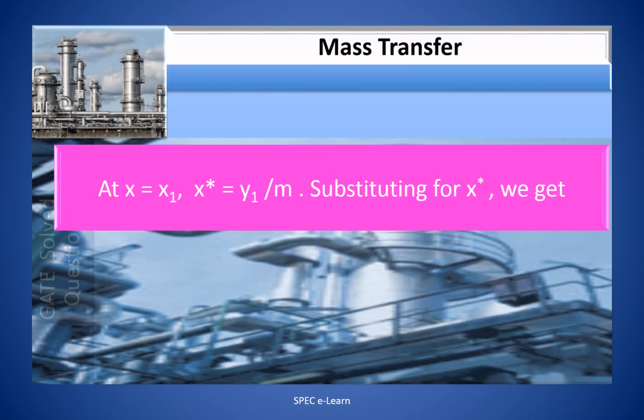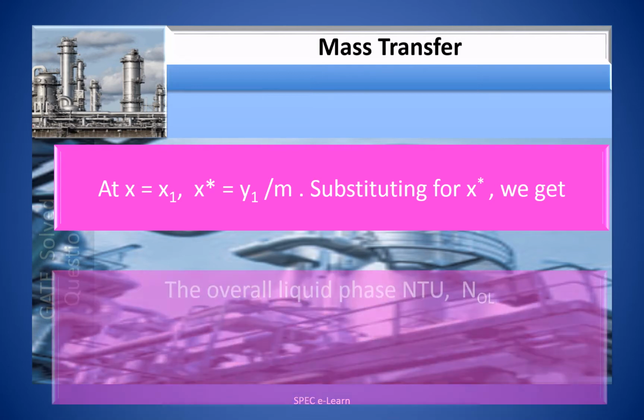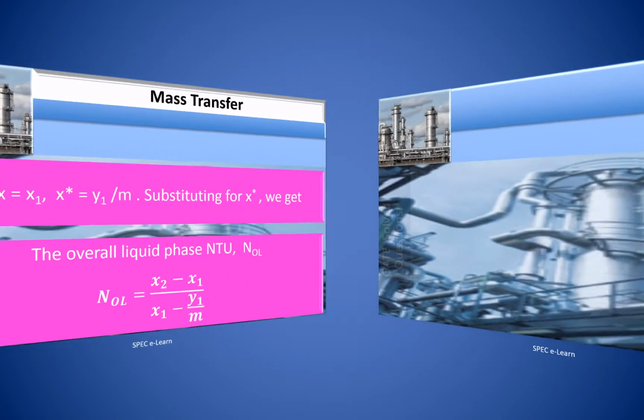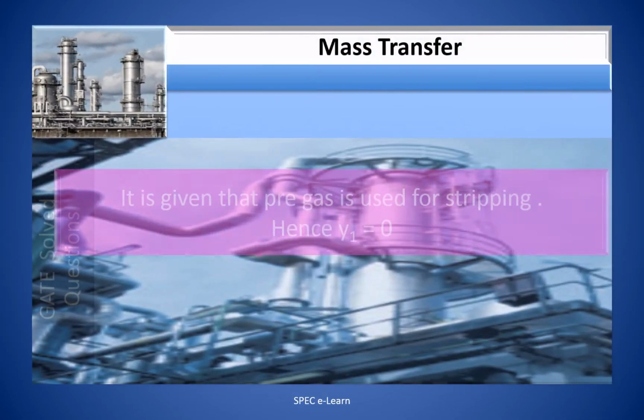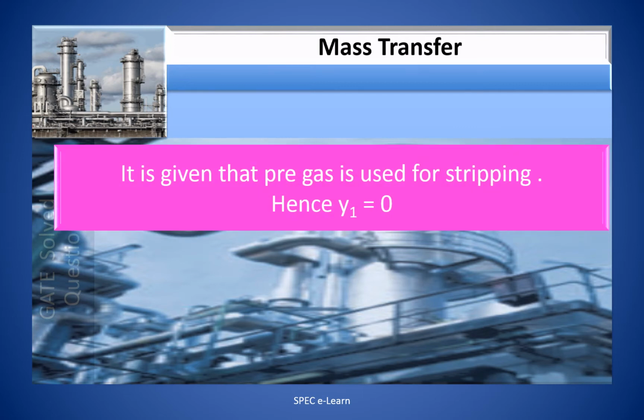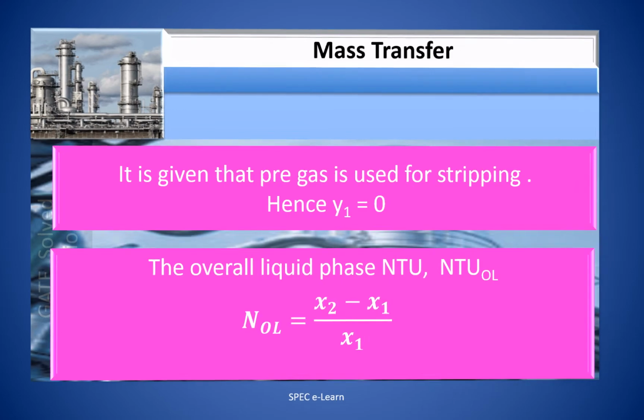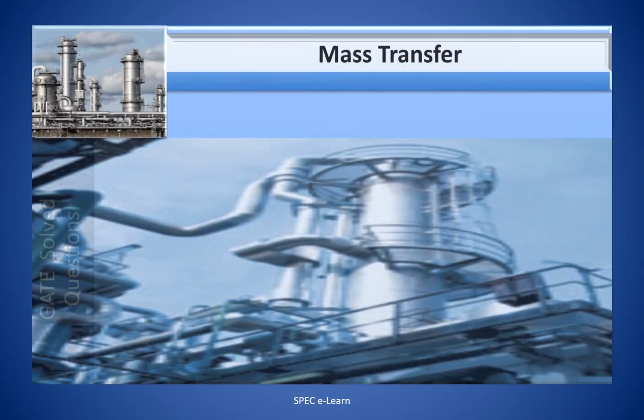At x equal to x1, x star becomes y1 by m. Substituting for x star, we get the overall liquid phase NTU, NTUOL equal to x2 minus x1 divided by x1 minus y1 by m. It is given that pure gas is used for stripping, hence y1 is equal to 0. So the overall liquid phase NTU, NTUOL equal to x2 minus x1 divided by x1. The answer to the question is option A.